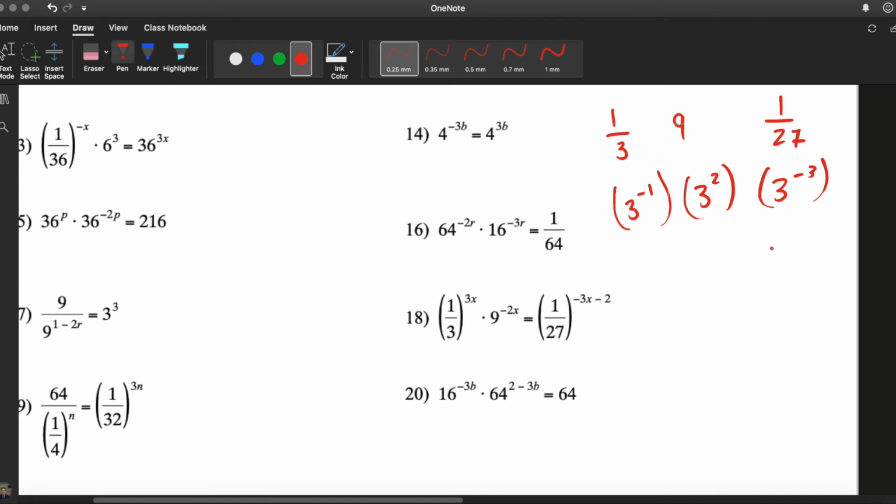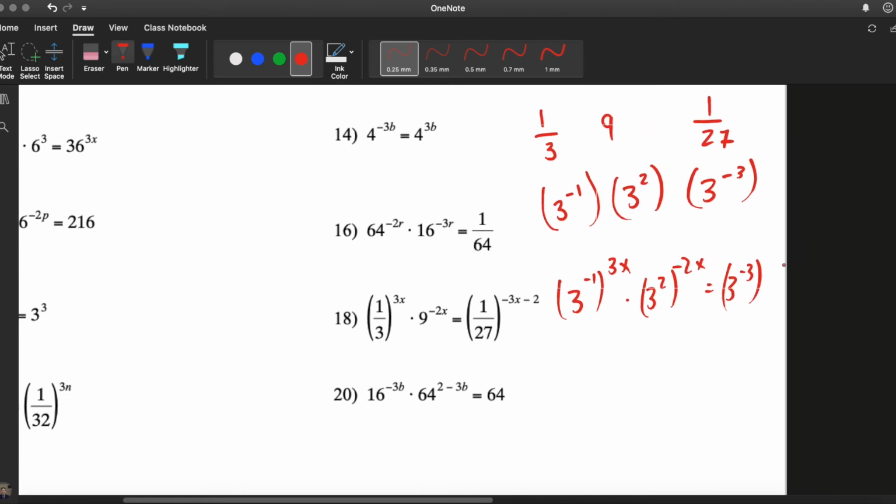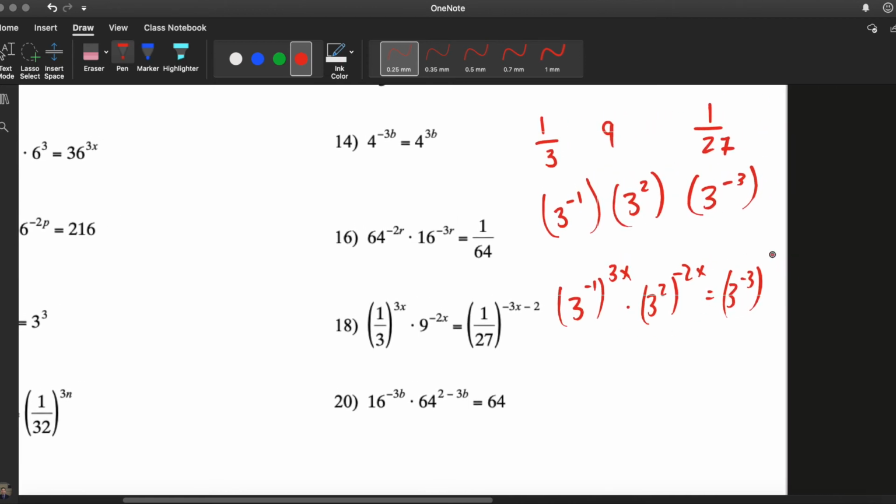So this is what I actually have. Now I can come back in and add my exponents that were given before, and then multiply them, right? Because when you raise a power to a power, you multiply. So this is going to be 3 to the negative 1 raised to the 3x times 3 to the second power raised to the negative 2x is equal to 3 to the negative 3 raised to the, oops, it seems like I ran out of paper here, minus 3x minus 2.